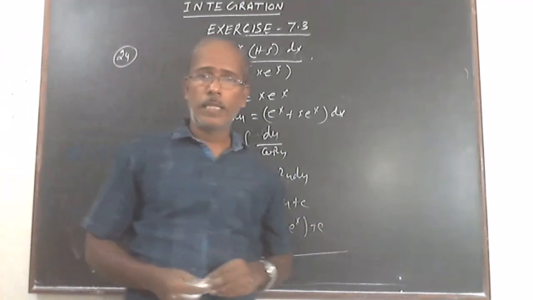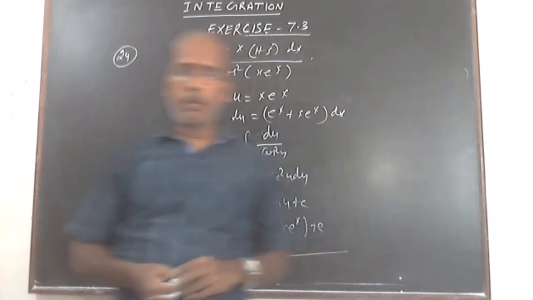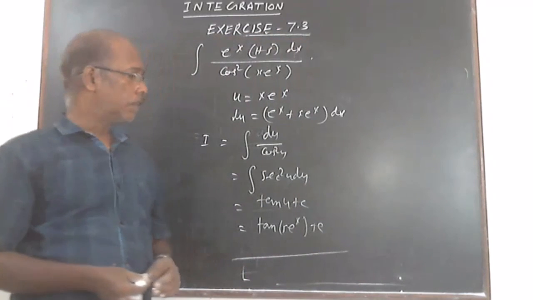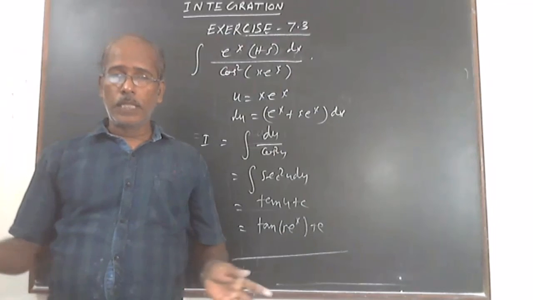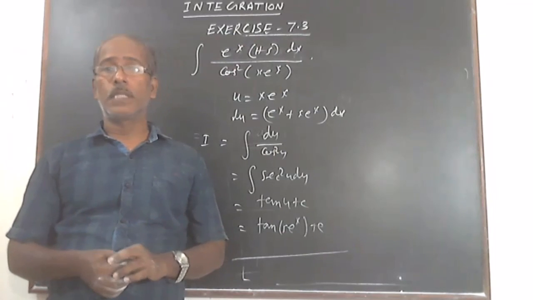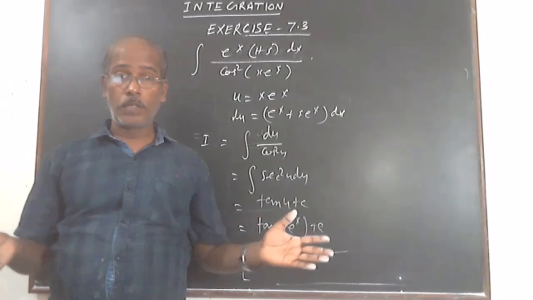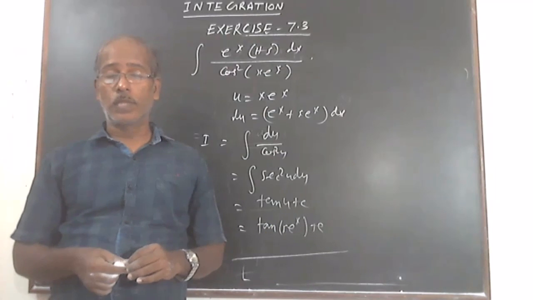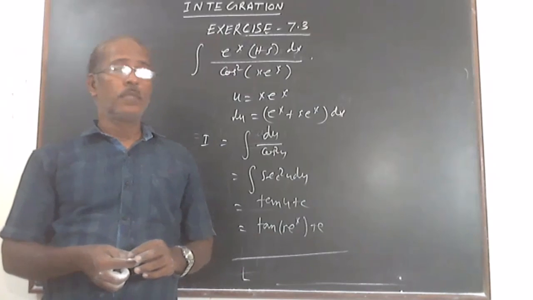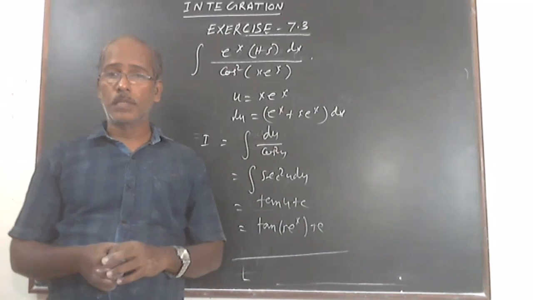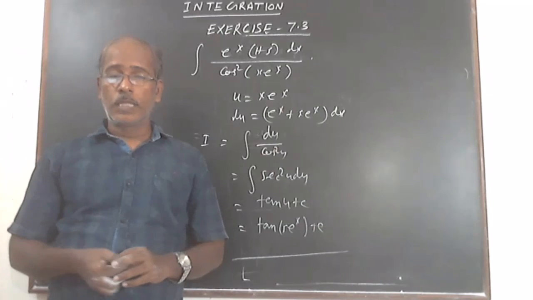So dear student, we have completed exercise 7.3 including the MCQ type questions. In the next session, we'll discuss problems based on completing the square. First of all, we have to learn what completing the square is, and what the alternate methods are to integrate a problem involving completing the square. Let us see in the next session.